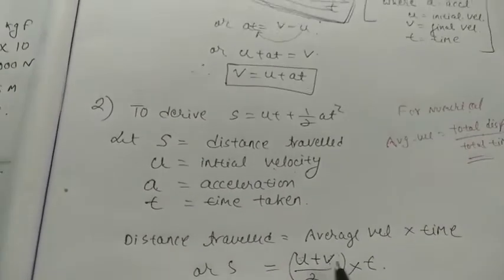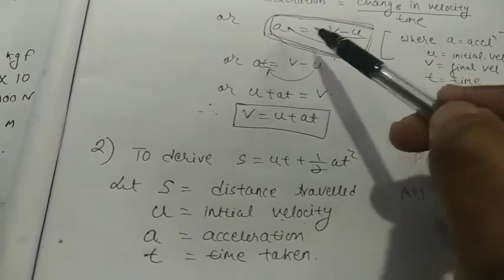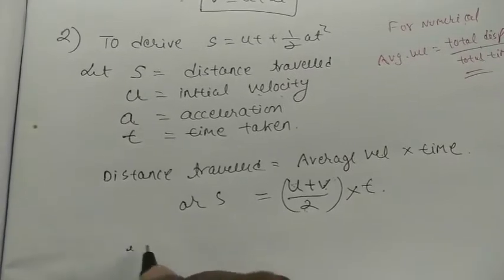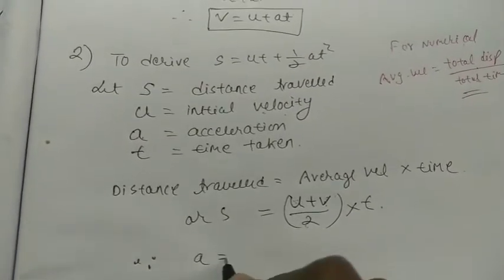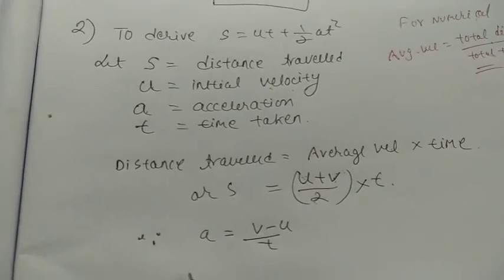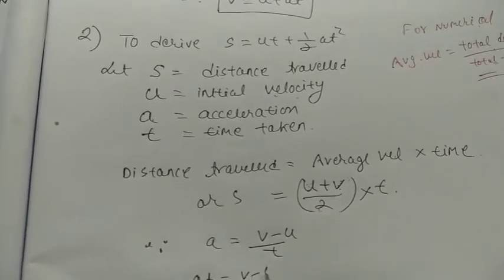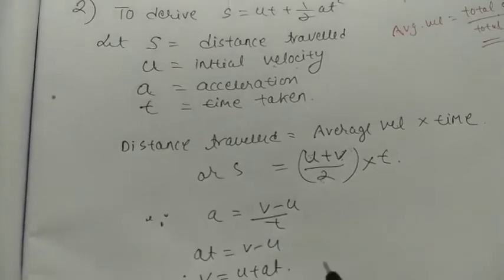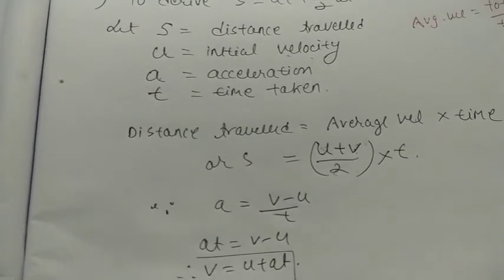Previously I have said that there is an important relation out here: a equals v minus u by t. Let's write out here. Since a equals v minus u by t, at equals v minus u, therefore v equals u plus at. This we already know. v equals u plus at.